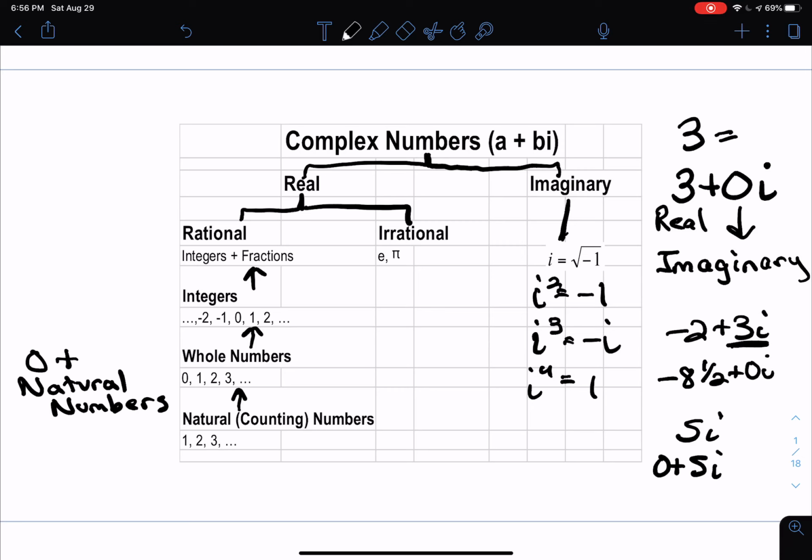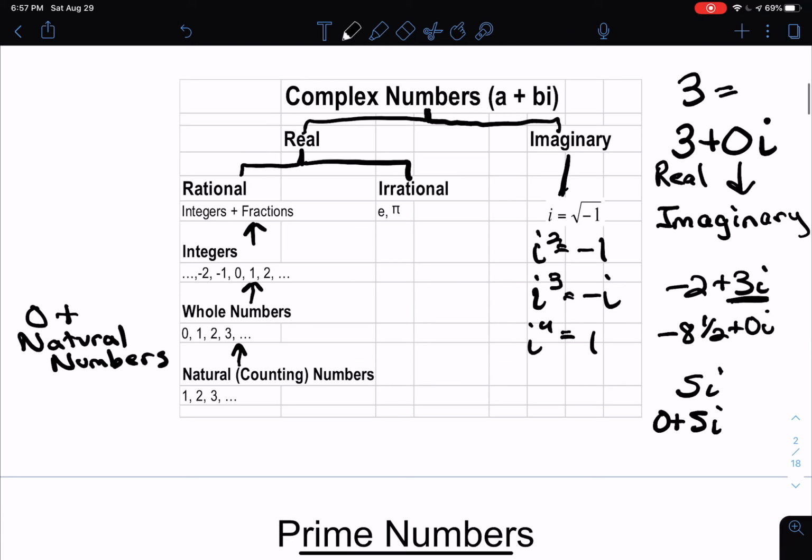So that's the breakdown for complex numbers. For now, for the number theory, we're going to be dealing a lot with the whole numbers and the natural numbers. Might sneak some integers here and there, but you're going to deal with natural numbers a lot with some of the topics we're about to cover.